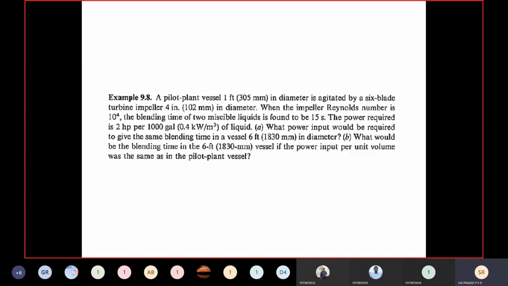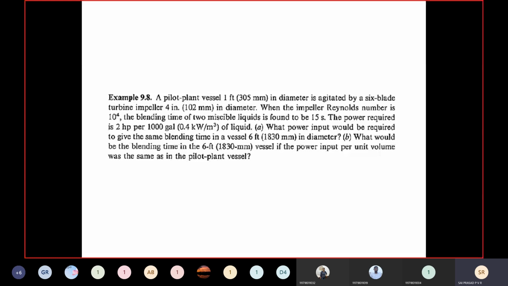Now, when the impeller Reynolds number is 10 to the power of 4, you know very well, whenever I say something regarding Reynolds number, I am telling about the velocity term, because you know the formula rho u d by mu. Rho is constant, d is constant, mu is constant for a given fluid. Hence, whenever I say something regarding Reynolds number, it is nothing but the velocity. So he gives the data that the impeller Reynolds number is 10 to the power of 4. So the agitator in the pilot plant vessel is rotating at an RPM such that the Reynolds number is equal to 10 to the power of 4.